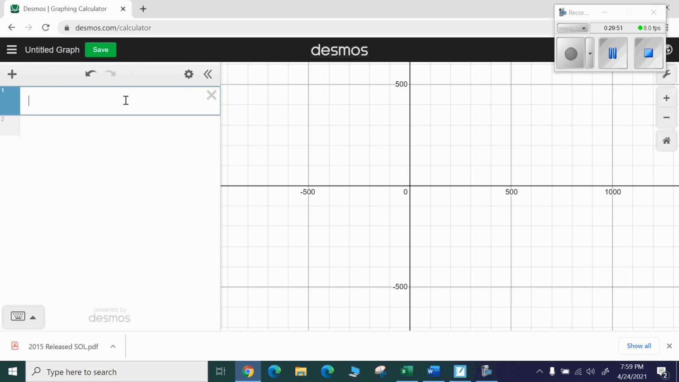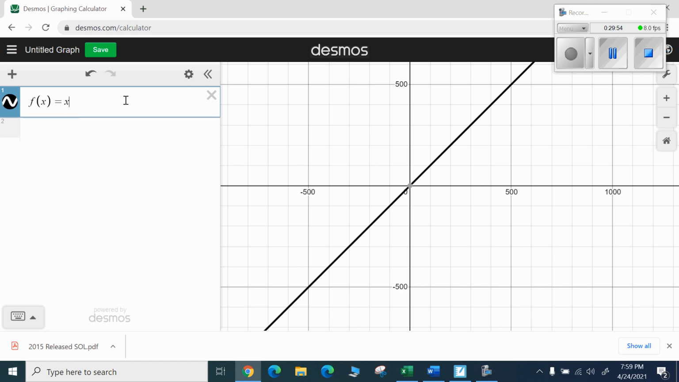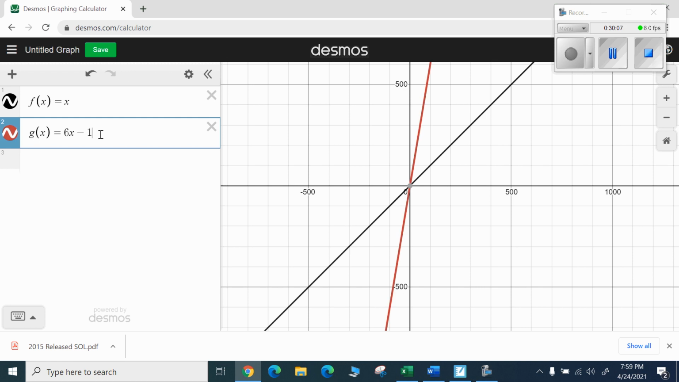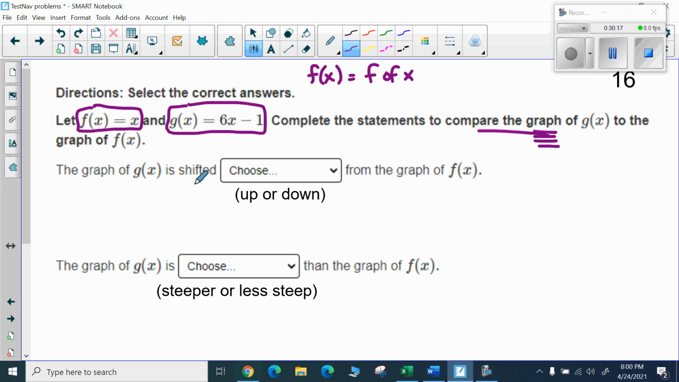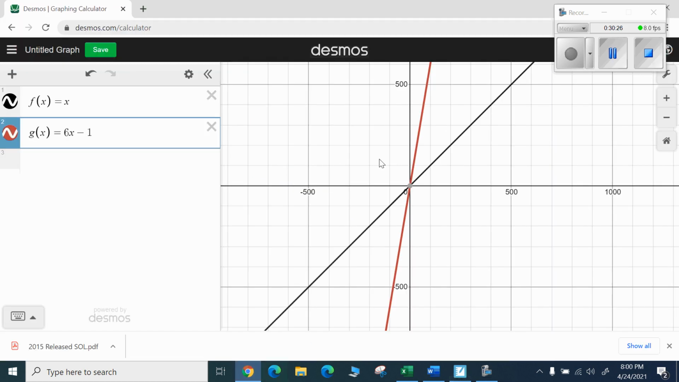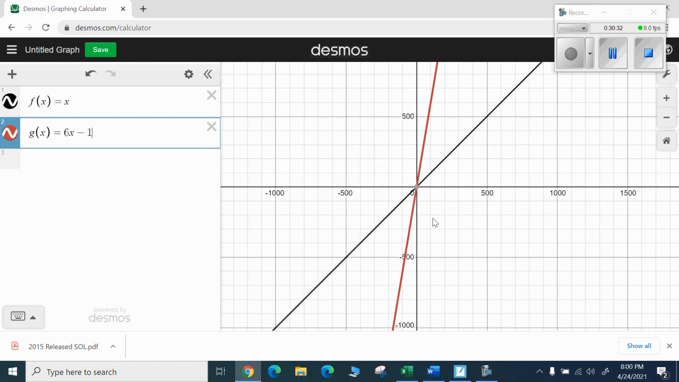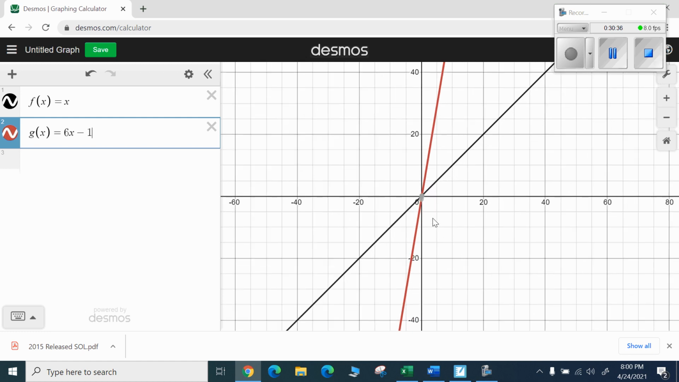So the first one is f of x equals x. Okay, it looks like that's just a line. Second one, g of x equals, what did it say? 6x minus 1. Okay, so that's the red line. So now I know what they look like. Let me see what they're asking me to do. All right. So they're saying the graph of g of x, that was the red one, is it shifted? And on the screen, you can choose up or down. Is it shifted up or down from f of x? Well, let's see. Let me zoom way in. Does it cross at 0?